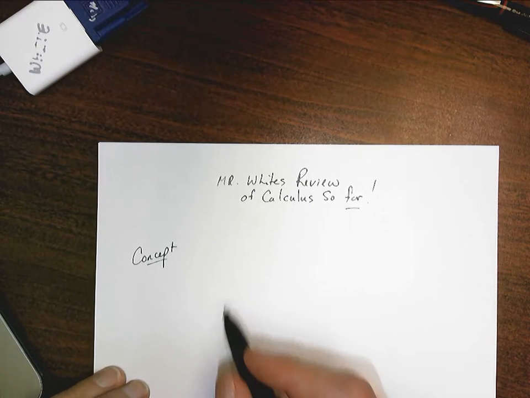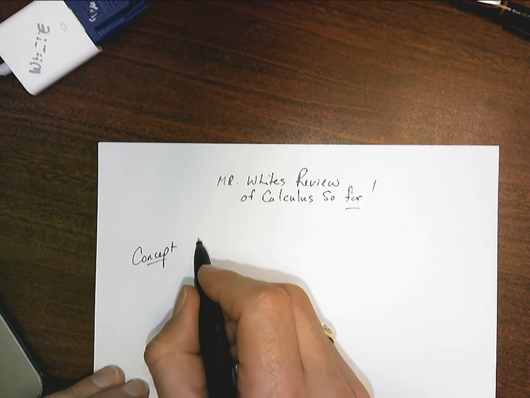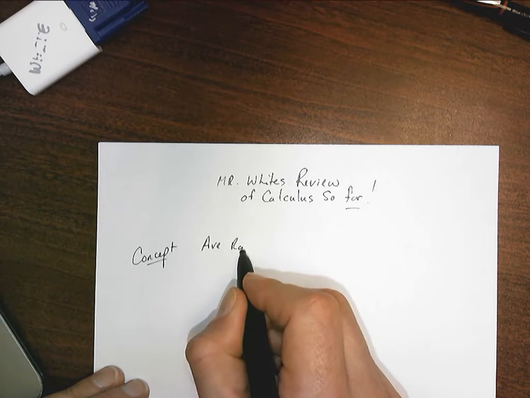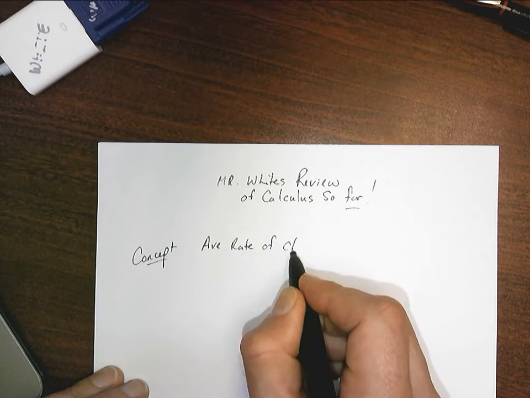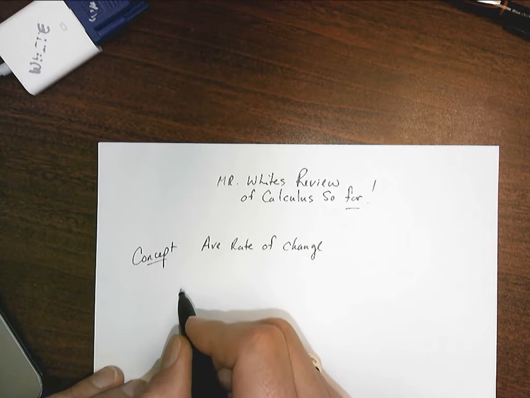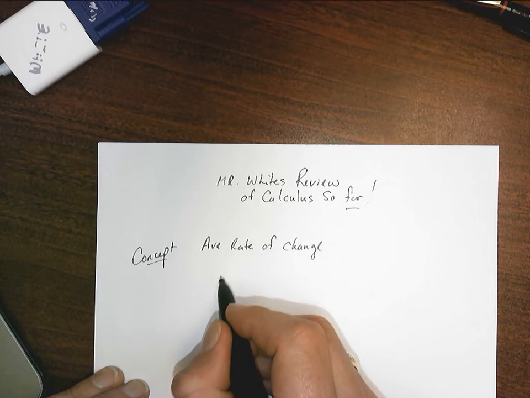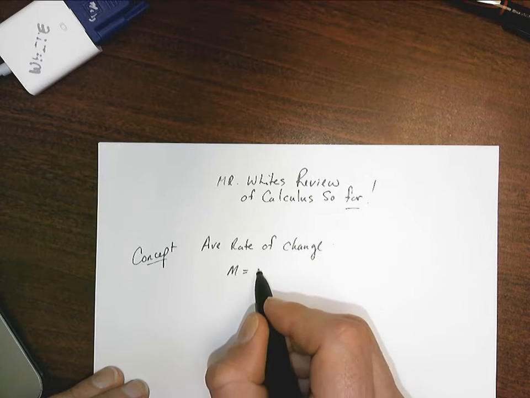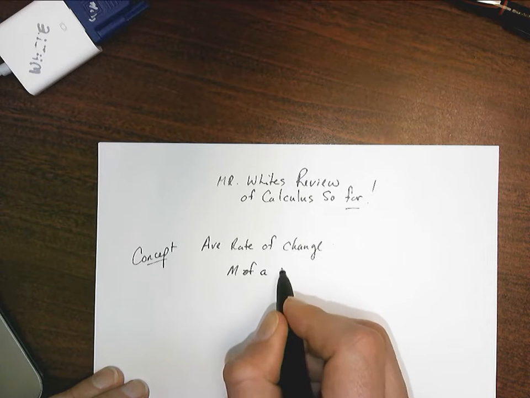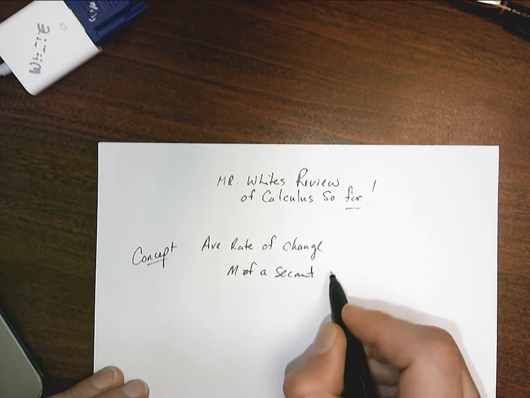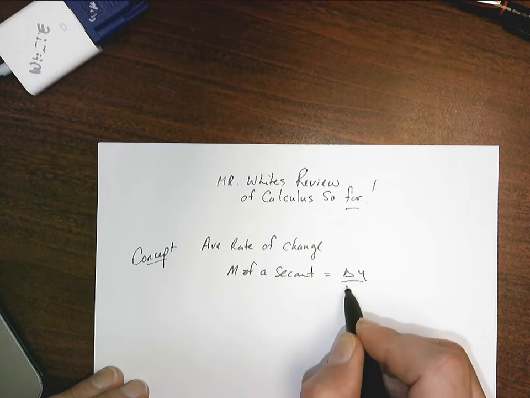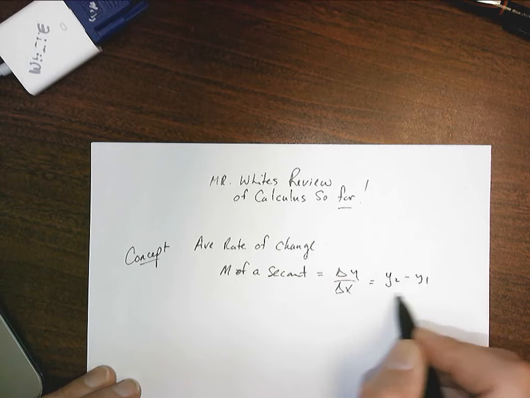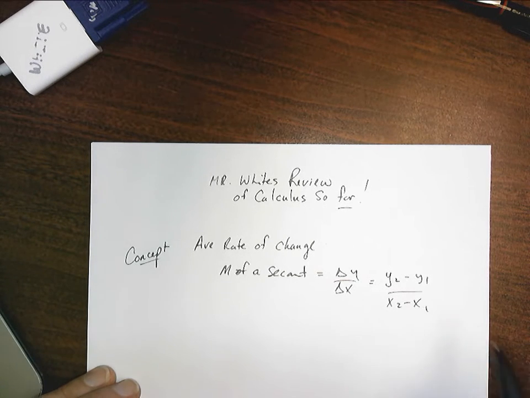One of our concepts here is that we can come up with slope, average rate of change, will give us the slope of a secant, will be delta y over delta x. And another way to write that would be y2 minus y1 over x2 minus x1.